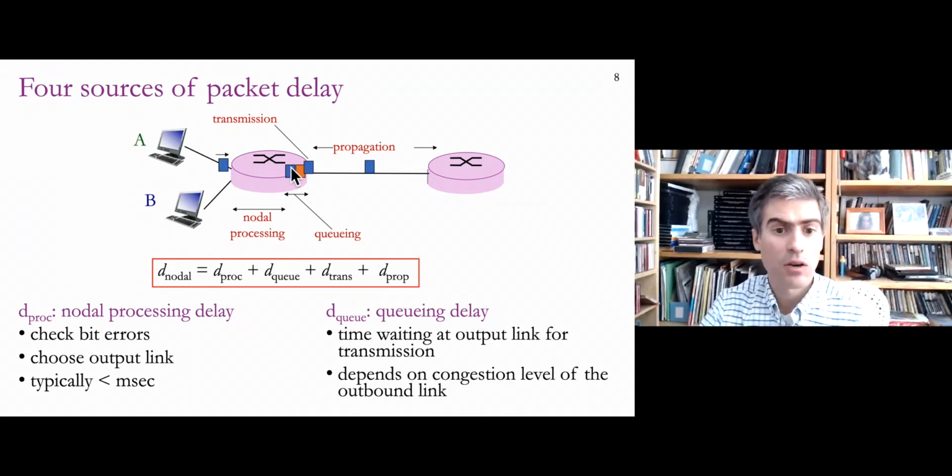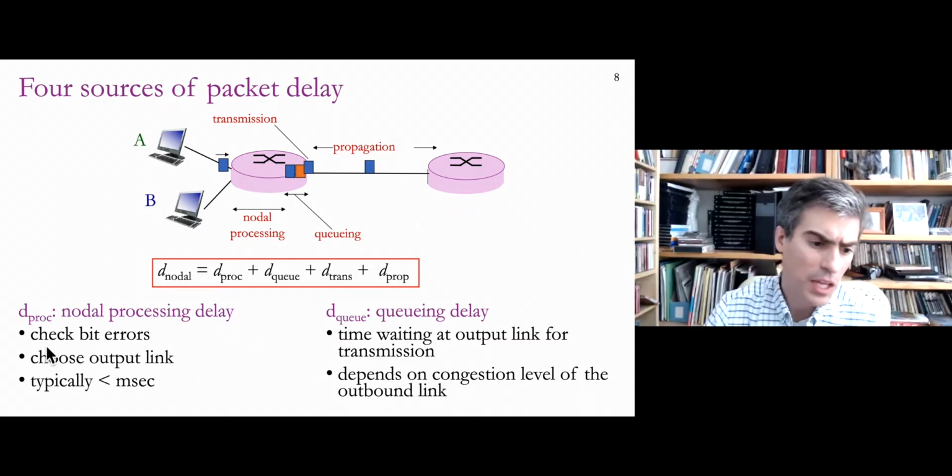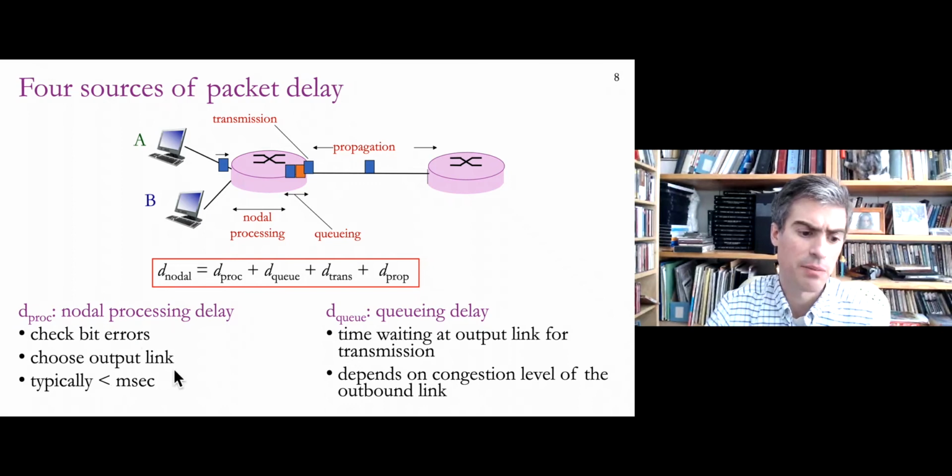That is when the packet arrives at the router, it has to examine it to figure out what it's going to do with it. It checks for bit errors and it looks at the IP address to figure out what output link it should use to send the data. This router actually has 3 links, 1, 2, 3. So when it comes in, it doesn't have to send it to this right-hand side link. It could send it down here.